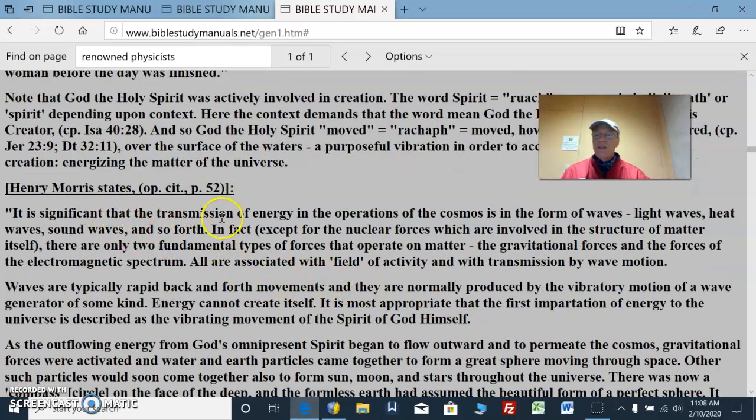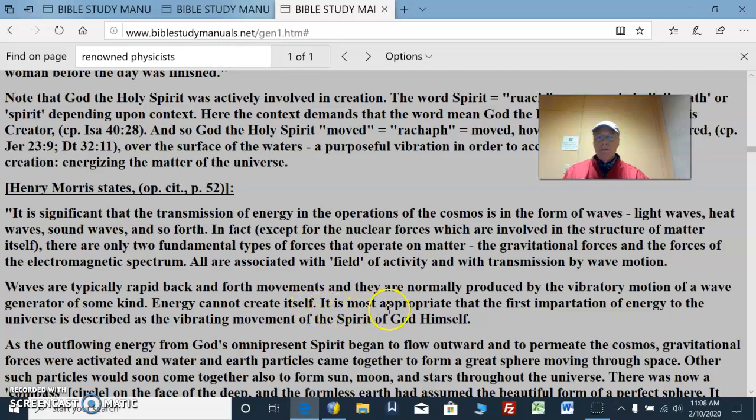It is significant that the transmission of energy in the operations of the cosmos is in the form of waves, light waves, heat waves, sound waves, and so forth. In fact, except for the nuclear forces which are involved in the structure of matter itself, there are only 2 foundational types of forces that operate on matter: gravitational and the forces of the electromagnetic spectrum. All are associated with the field of activity and with transmission by wave motion. Waves are typically rapid back and forth movements, and they are normally produced by the vibratory motion of a wave generator of some kind. Energy cannot create itself.